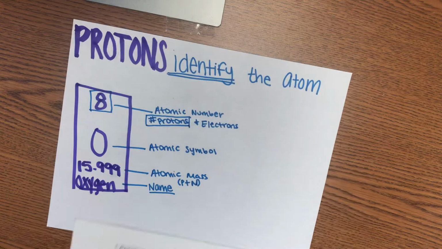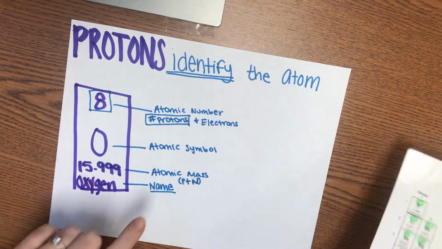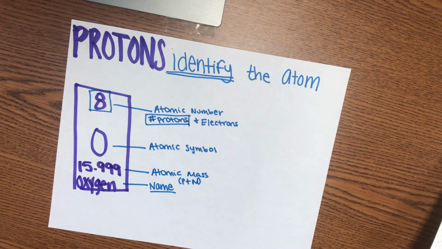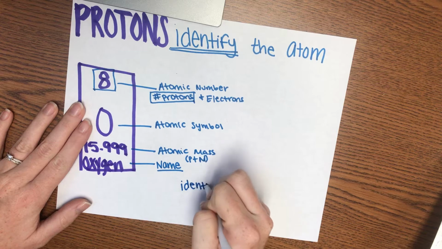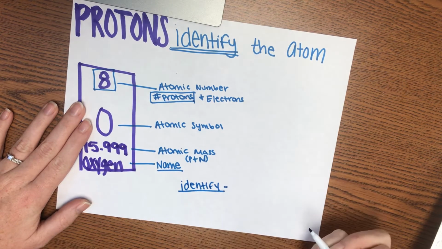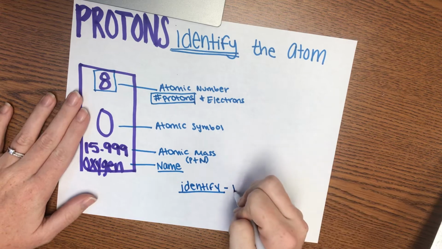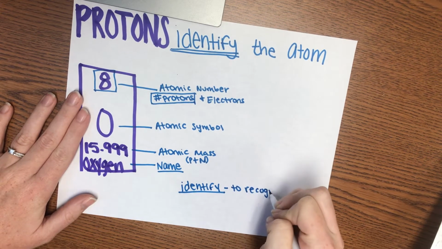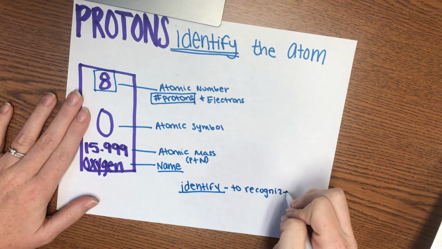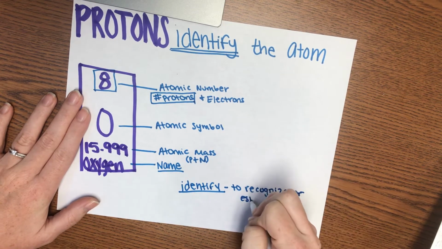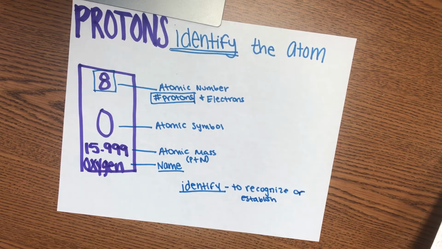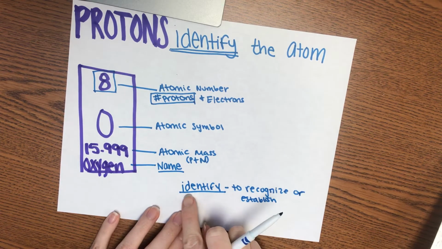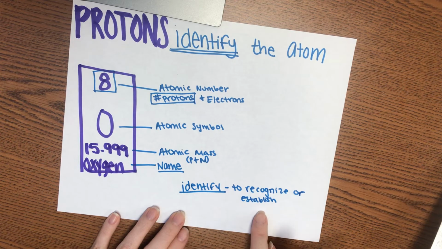So when we talk about the fact that protons identify the atom, we first need to talk about what the word identify means. To identify, and we can write that out here, to identify means to establish or to recognize. So just like whenever you hear the word ID card or identification card, it's the same idea. The identity, to identify, is to recognize or to establish.